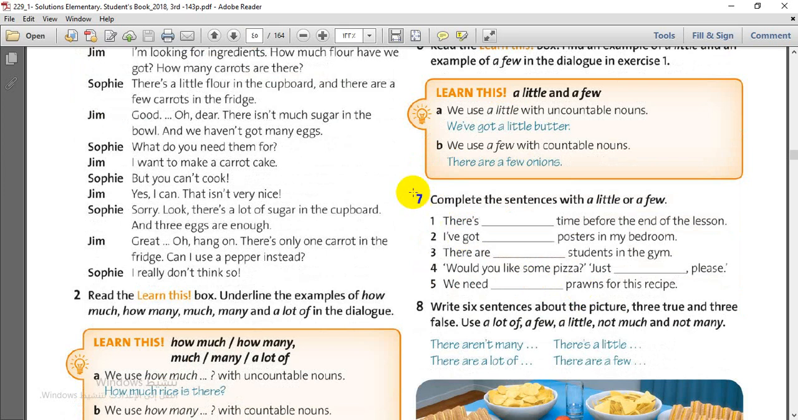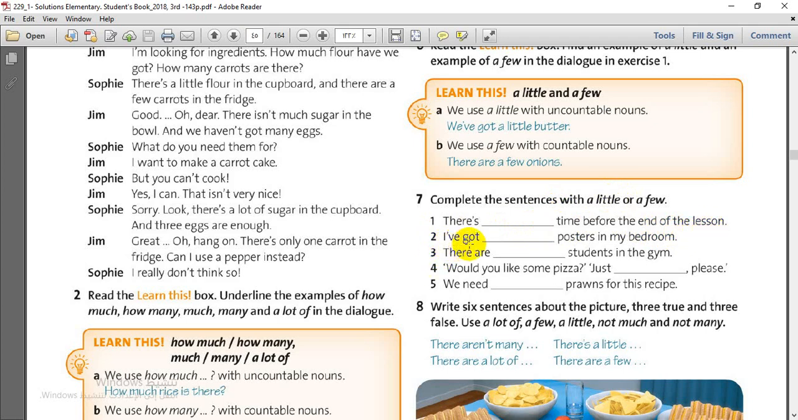Let's answer this exercise. Complete the sentences with a little or a few. Now, number 1, exercise number 7. Number 1, we have time. So, time is uncountable. So, we use a little. There is a little time before the end of the lesson.